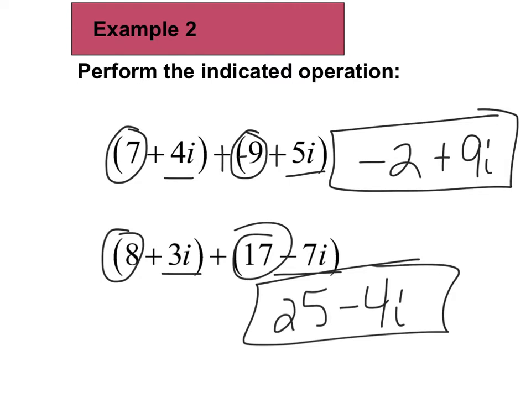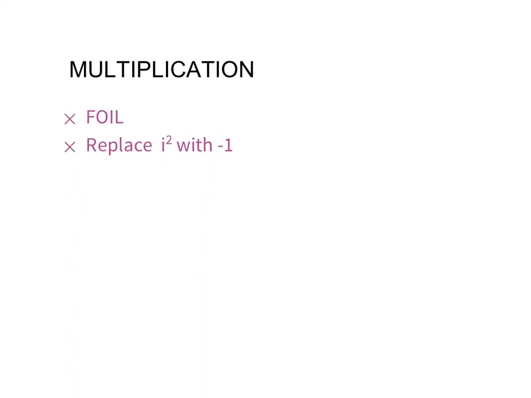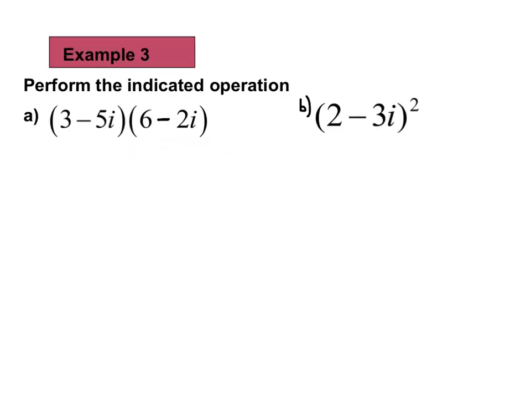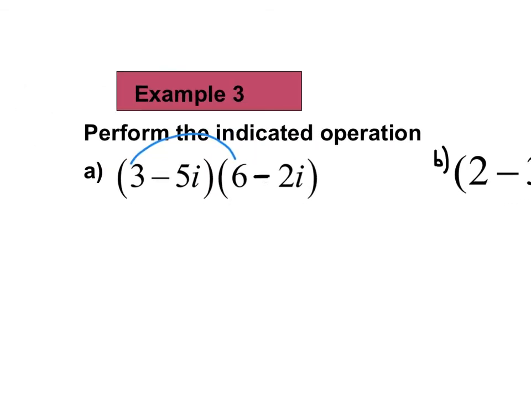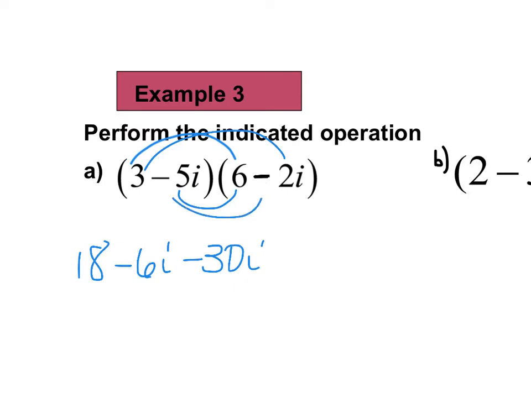Yes? Okay. All right, now if we're going to multiply, it's the same thing, guys. The only thing you got to remember is when you have i times i, you replace it with -1. i squared is -1. So if I FOIL this, what is 3 times 6? 18. Good. What's 3 and a -2i? -6i. What's -5i and 6? -30i. And then what's -5i and -2i?